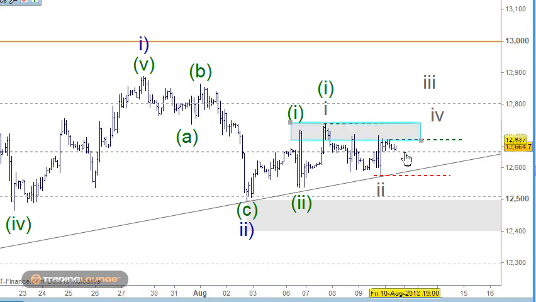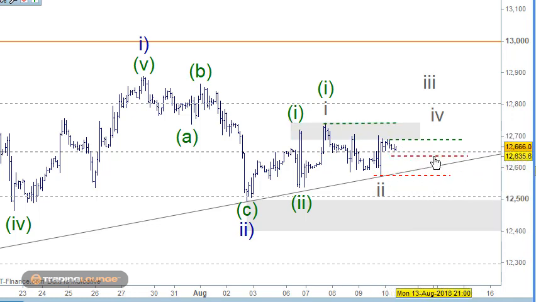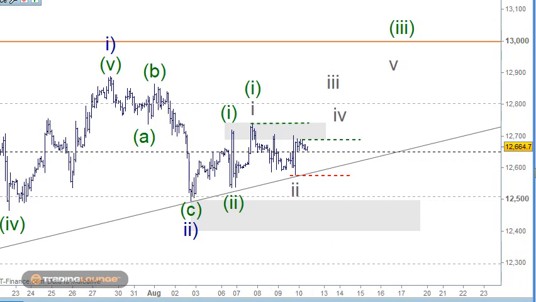But at the same time, we have to take that signal. Now, if that signal is triggered, then move the stop up under this low here. And then that will reduce the risk as much as possible. And then we have to let it go at that point.